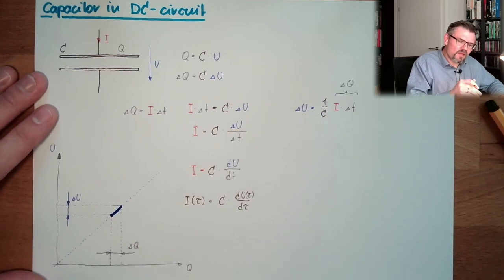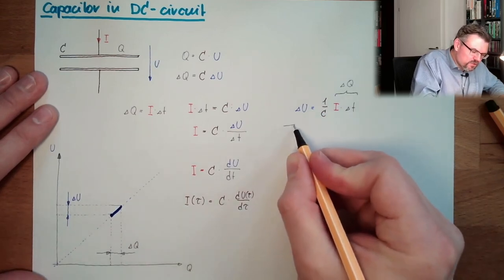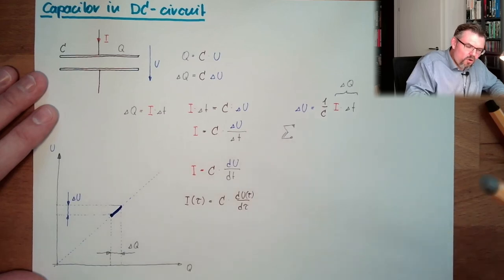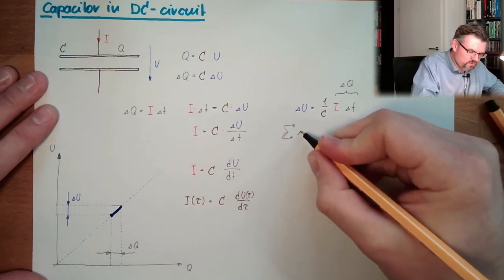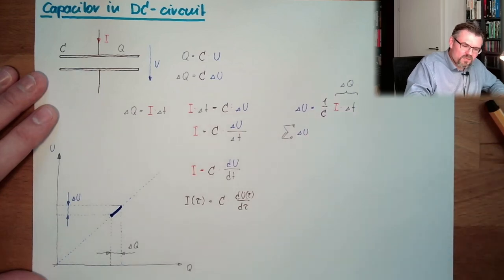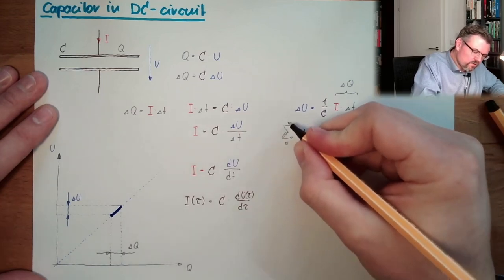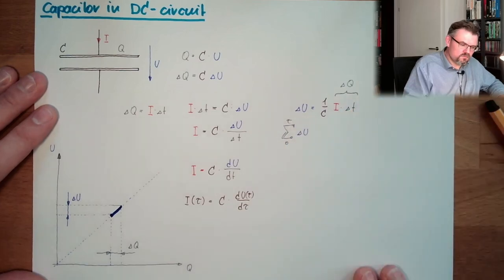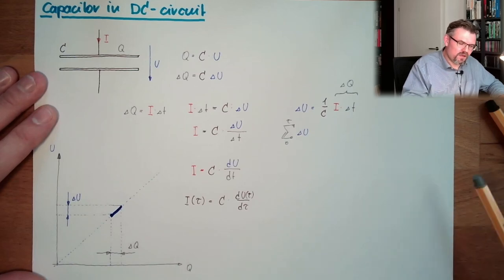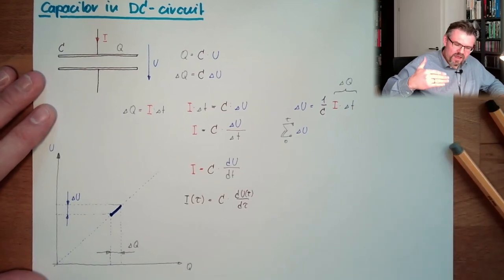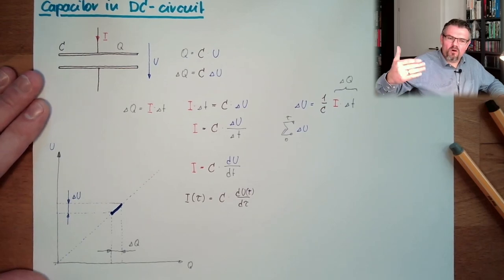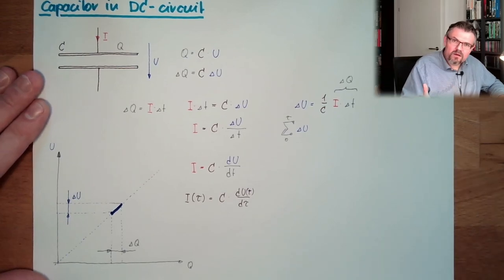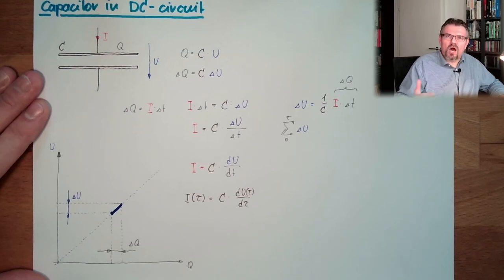And if I make the sum of all changes, so I summarize all the changes, delta U, from zero time to a certain time tau, all the changes which were there. At the beginning we have zero, and I summarize all the changes, then we have U. In total, if we add up all changes there were, I am there where I am now.